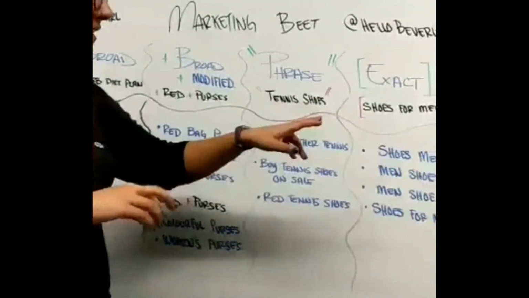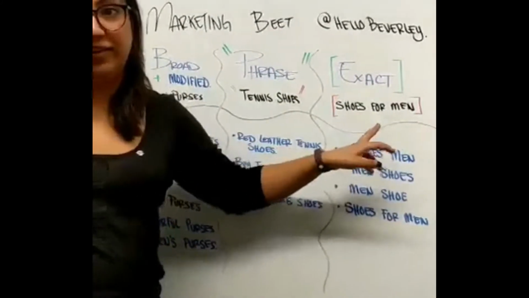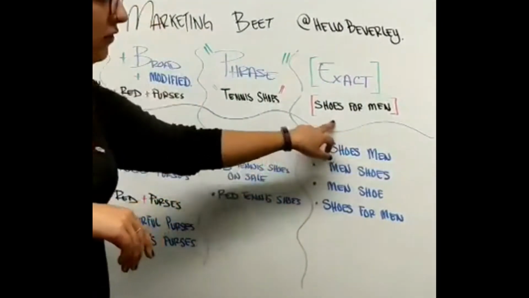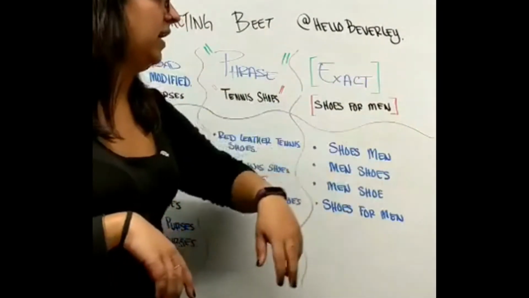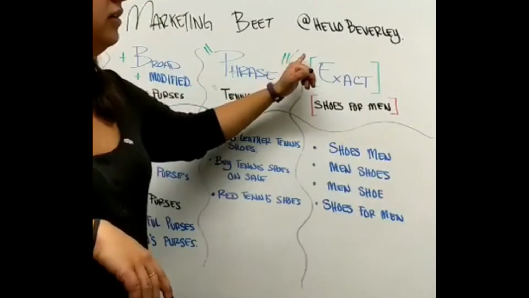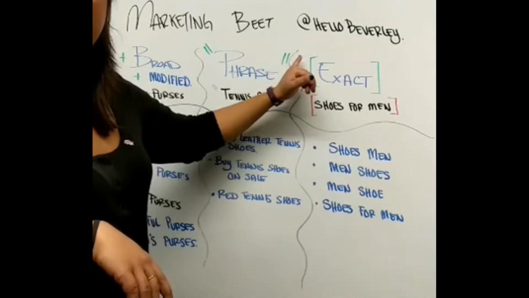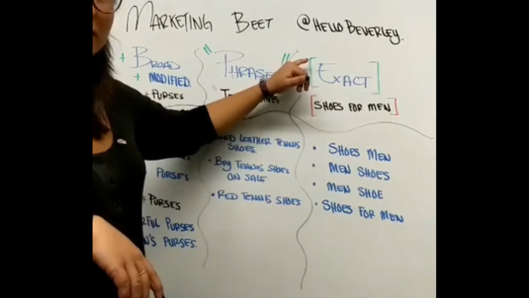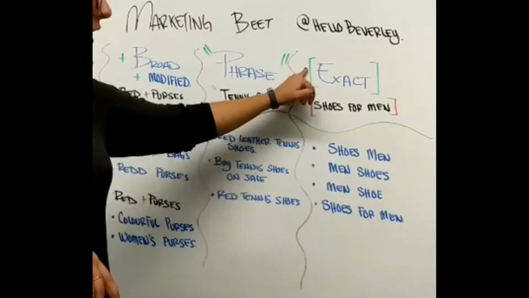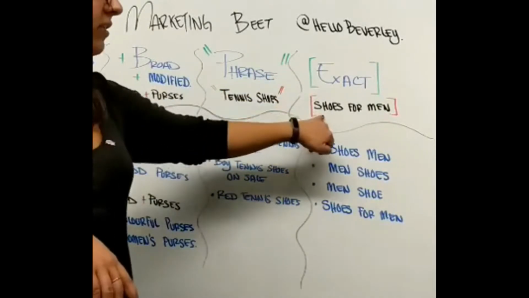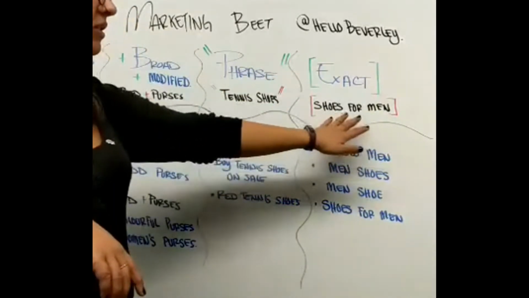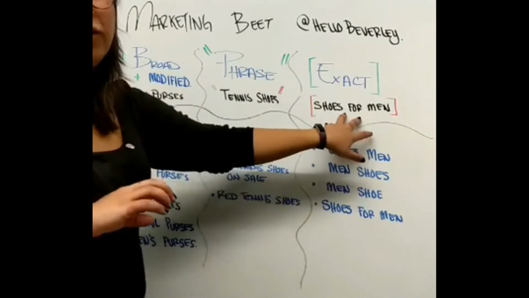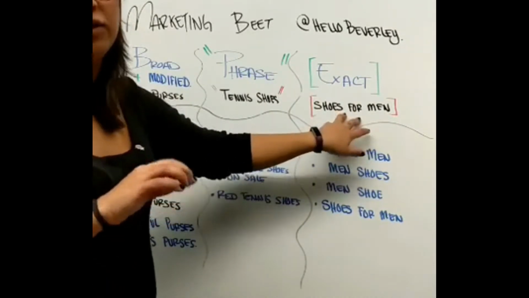And then the last one, the most aggravating one for everyone in the community these days, is exact match. For this one, we're using shoes for men, and we put the square brackets around the key term that we want. This is essentially telling Google that this is exactly what we're looking for. But unfortunately, over the last couple of years, they've introduced something called close variants.